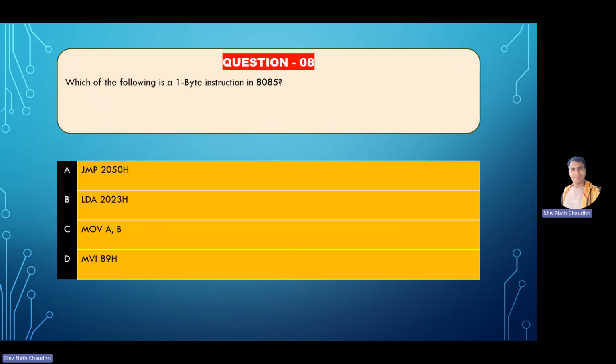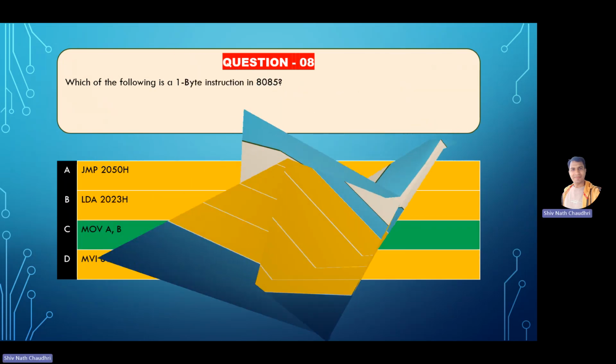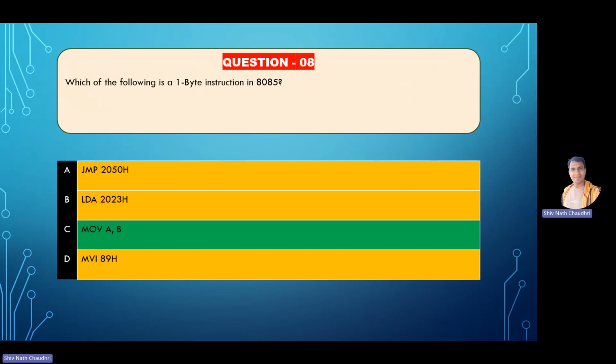So let's see. Yes, this is the right answer for 1 byte instructions. The instruction in A is 3-byte, instruction B is 3-byte, instruction in D is 2-byte. So the 1 byte instruction is only MOV A,B.